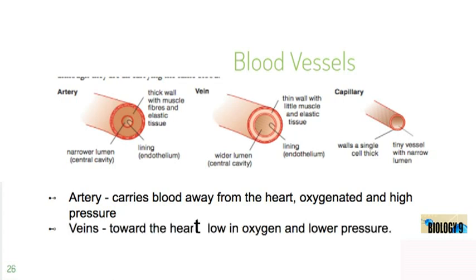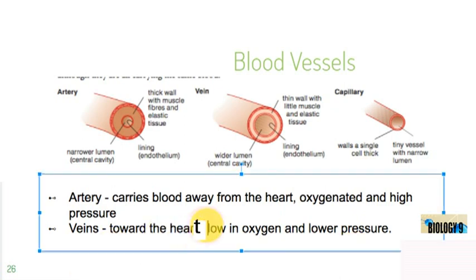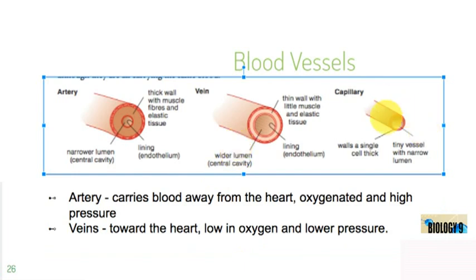Veins are carrying the blood back to the heart. They're low in oxygen and at a lower pressure. Okay. The veins themselves have a thin wall with very little muscle, whereas the arteries have a thicker one.